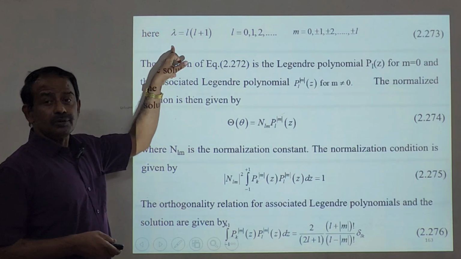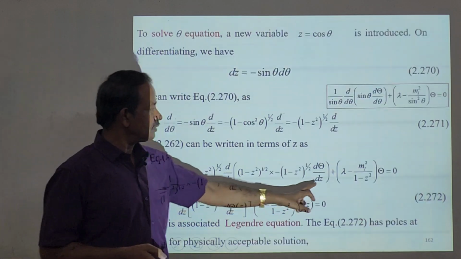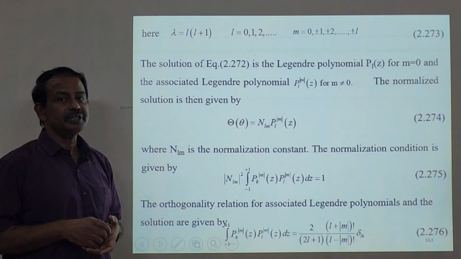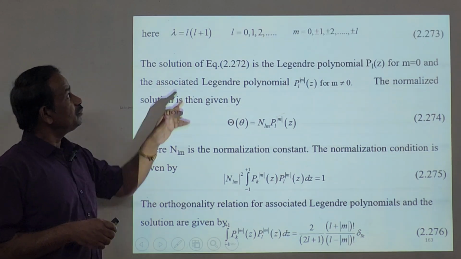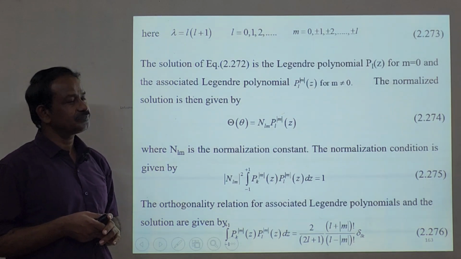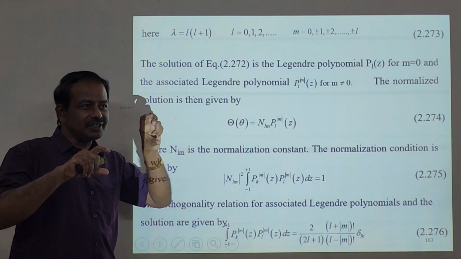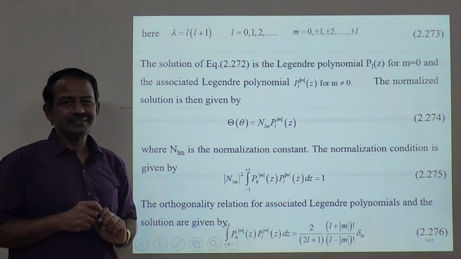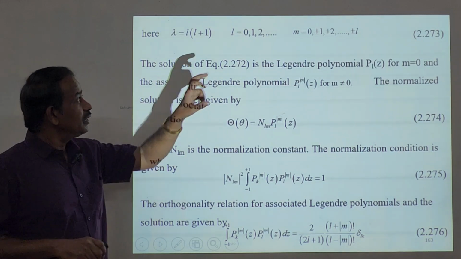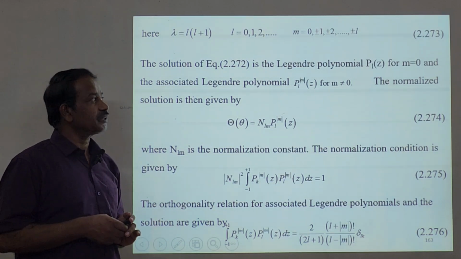Okay. So now defining lambda equals L into L plus 1. We have already defined earlier this lambda, which is nothing but L into L plus 1. L stands for orbital quantum number, which has the value 0, 1, 2. M depends on L. L depends on N. We are going to see. N is the principal quantum number, L is the orbital quantum number, M stands for magnetic quantum number.